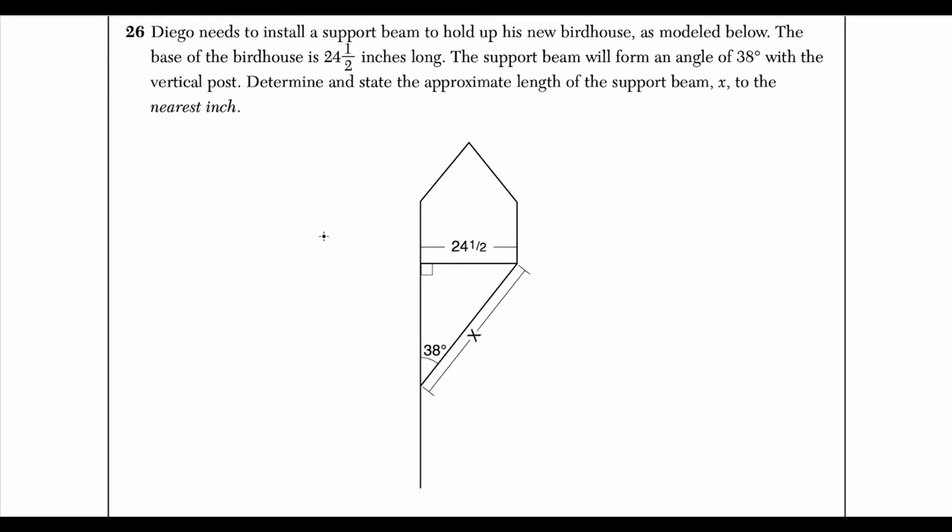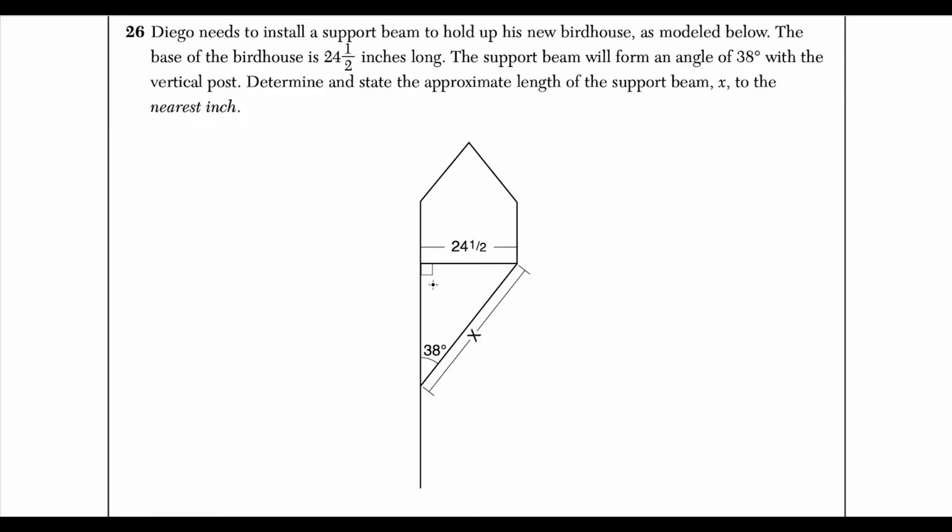Question 26, we have this word problem here, and Diego is installing stuff for his birdhouse. We have the base of the birdhouse over here, 24.5 inches long. And the support beam forms a 38-degree angle with the vertical post. But here's the actual question. Determine and state the approximate length of the support beam X to the nearest inch.